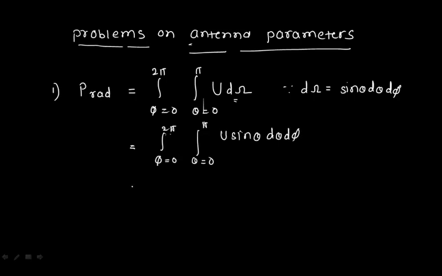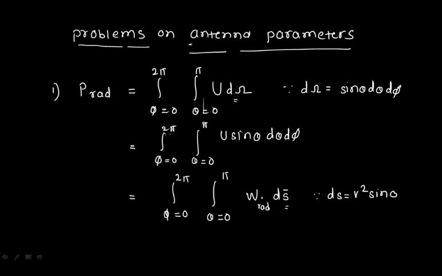If I want to write the same equation in terms of the densities, phi varies from 0 to 2 pi, theta varies from 0 to pi, and this will be the radiation density with respect to incremental surface area. This will be W radiated, the radiated power density, with respect to dS. And what is dS? Incremental surface area, always given as r square sine theta d theta d phi. So different formulas can be written for the radiated power. This is how I can calculate the radiated power.